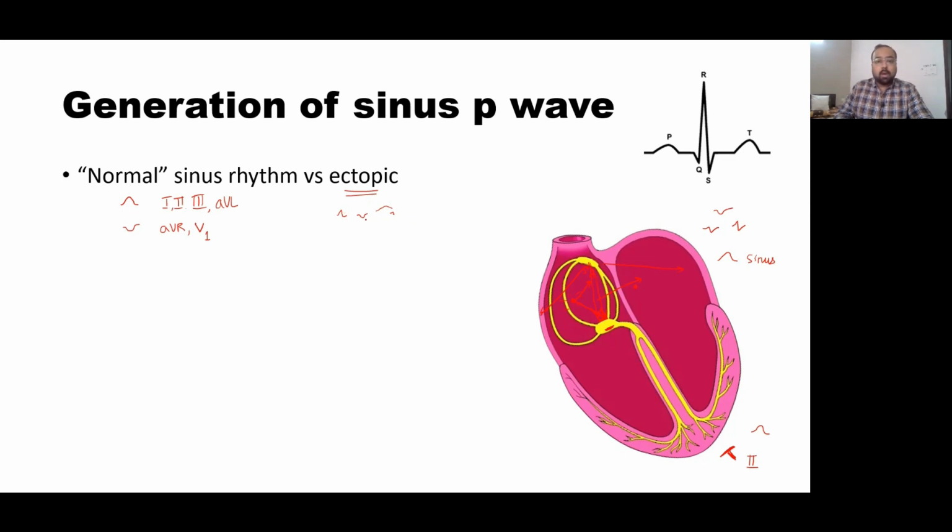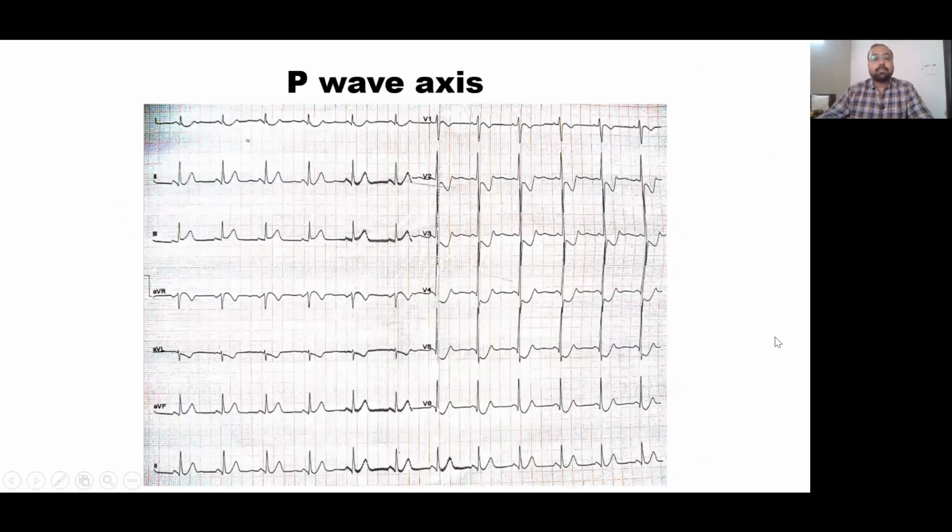Also, if the focus is very close to the AV node, that is the low atrial focus, the depolarization of the atrium occurs in a retrograde fashion, which leads to a negative P wave followed by a very short PR segment, and hence there is a small PR interval. So this is how you differentiate between the normal versus an ectopic P wave.